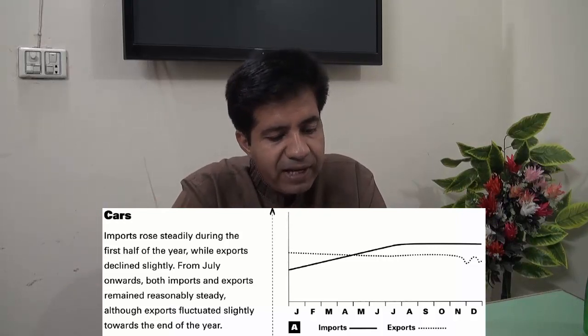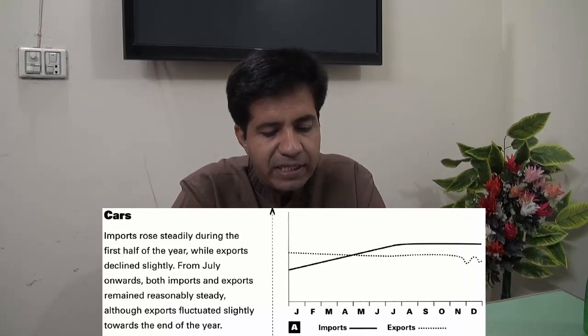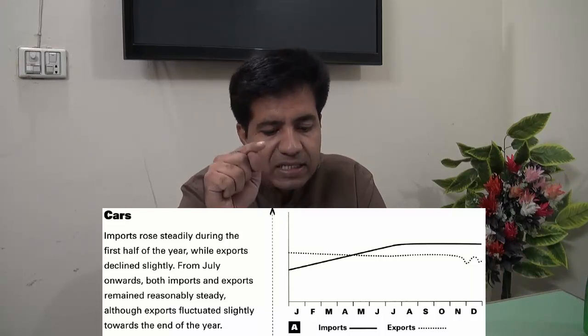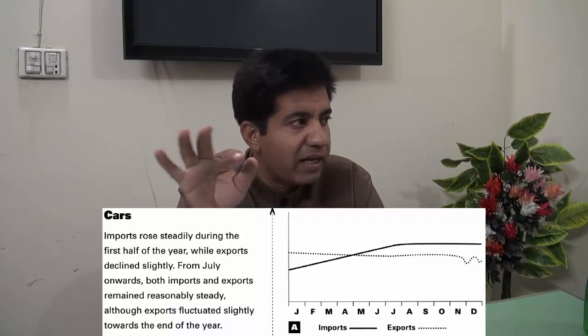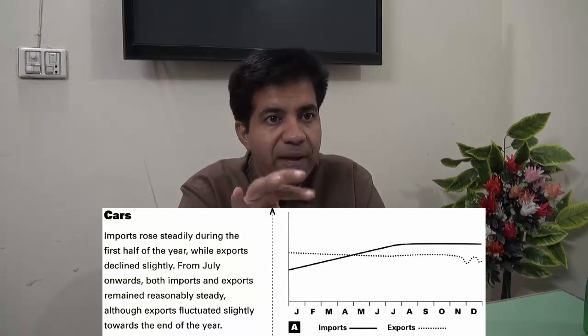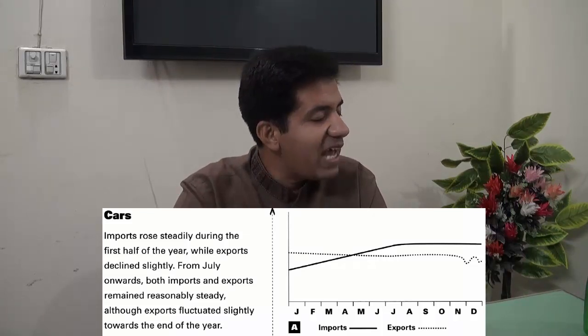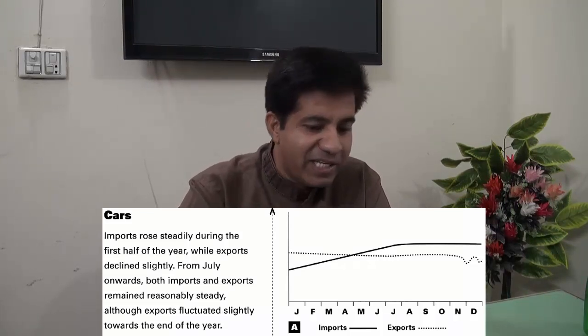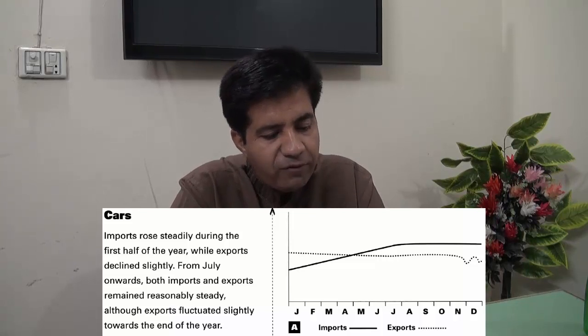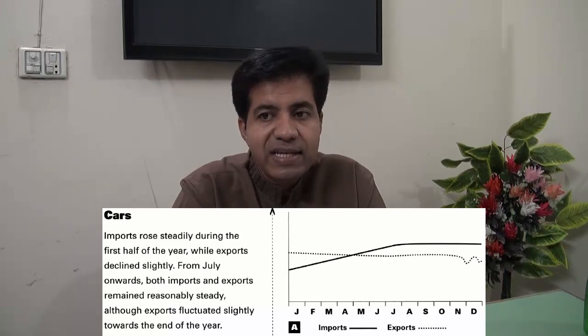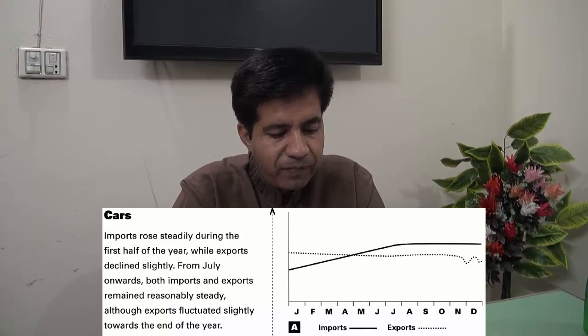Exactly. While exports declined slightly. Now you can see exports, dotted line, and they declined slightly. Can you see that slight decline? Now declined is a verb and slightly is an adverb. With a verb we use an adverb, okay, and with a noun we use an adjective. From July onwards, both imports and exports remained reasonably steady. Reasonably, it's an adverb, right? So they remained steady.